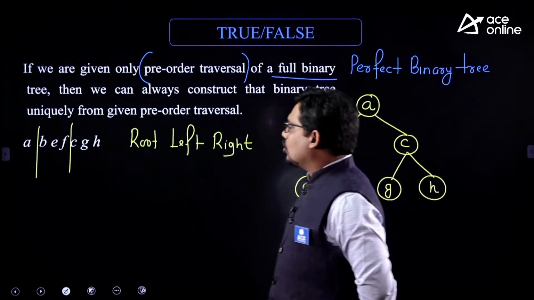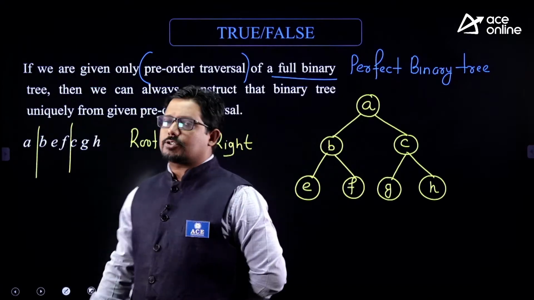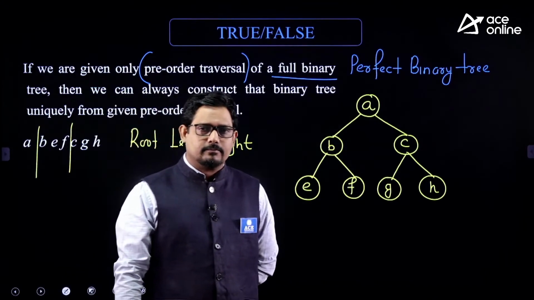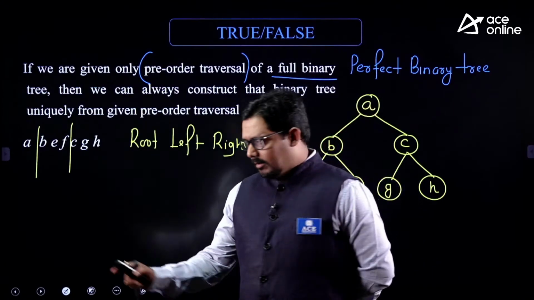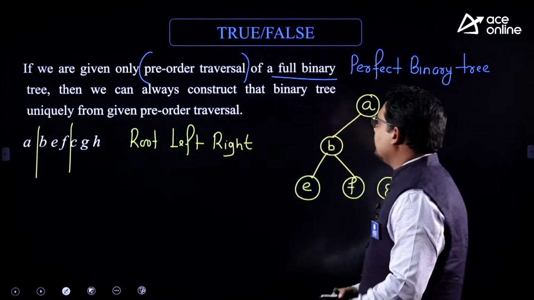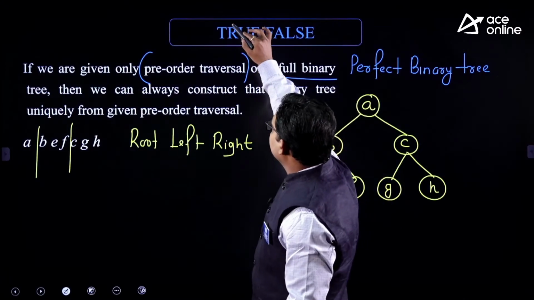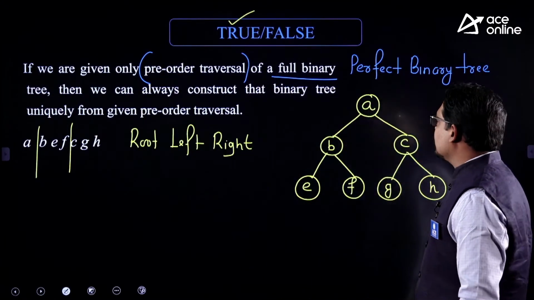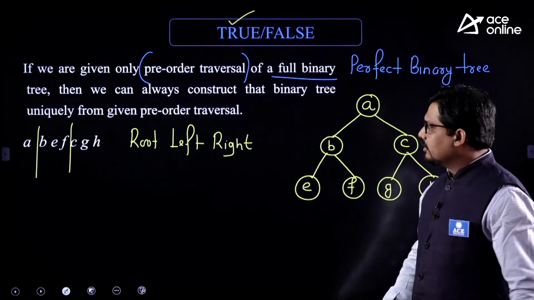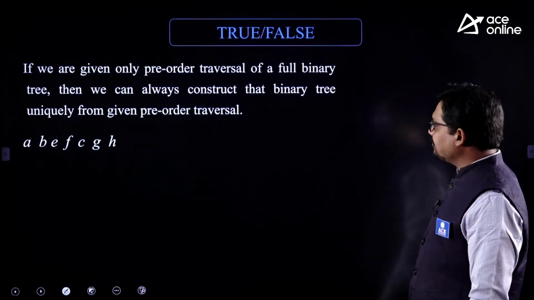Similarly, if you give me post-order or pre-order, then also I can construct the tree for this. That is the second concept, and this statement is what? True. That only one traversal can I construct the tree. Answer is yes, you can construct it. Next.